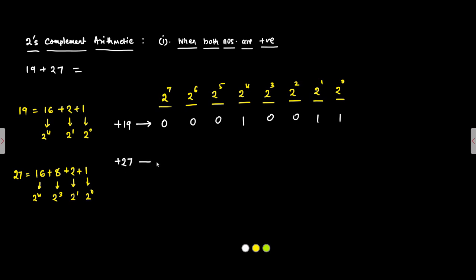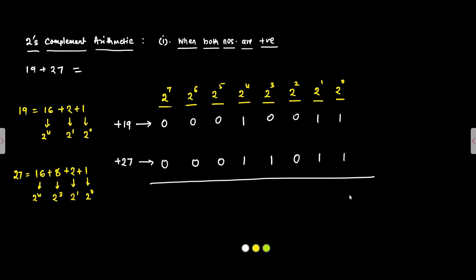So we have plus 19 and plus 27, because they're positive numbers. For 27, 2 to the power 4 is 1, 2 to the power 3 is 1, 2 to the power 1 is 1, 2 to the power 0 is 1, and the remaining bit positions are 0. Now when we add both of these, we get the result.